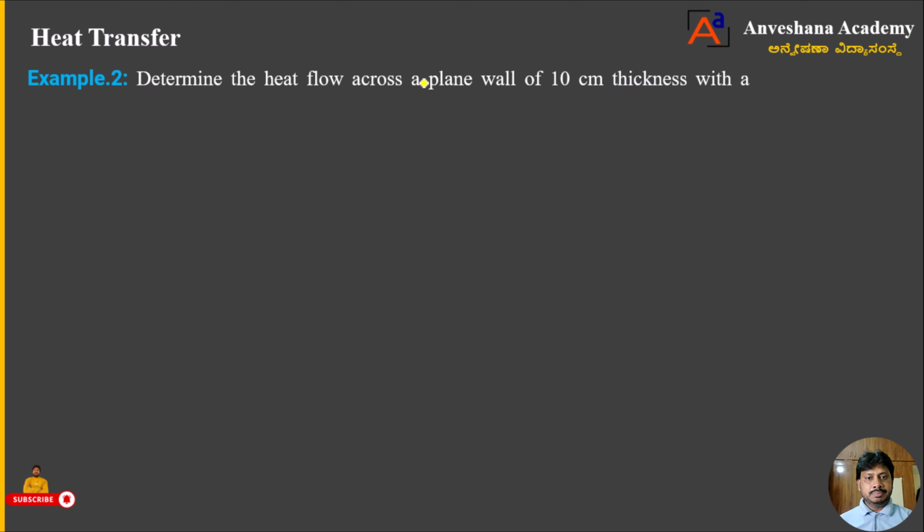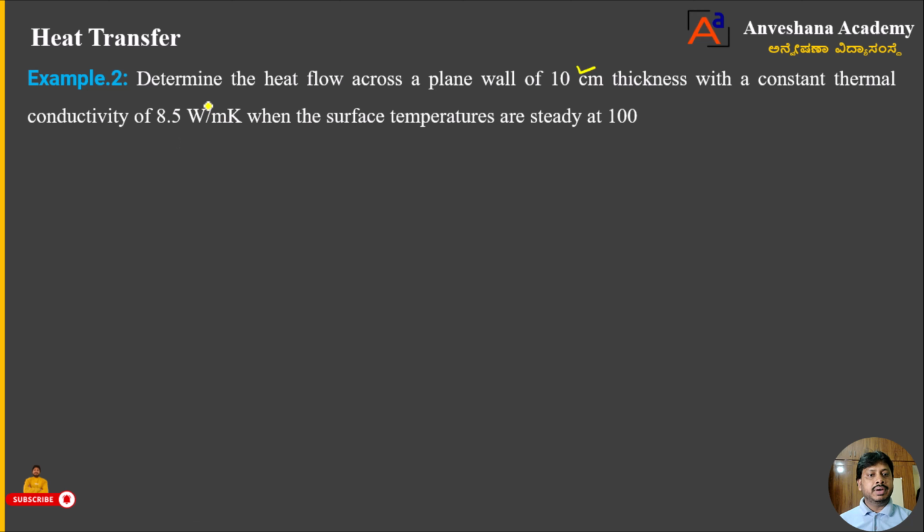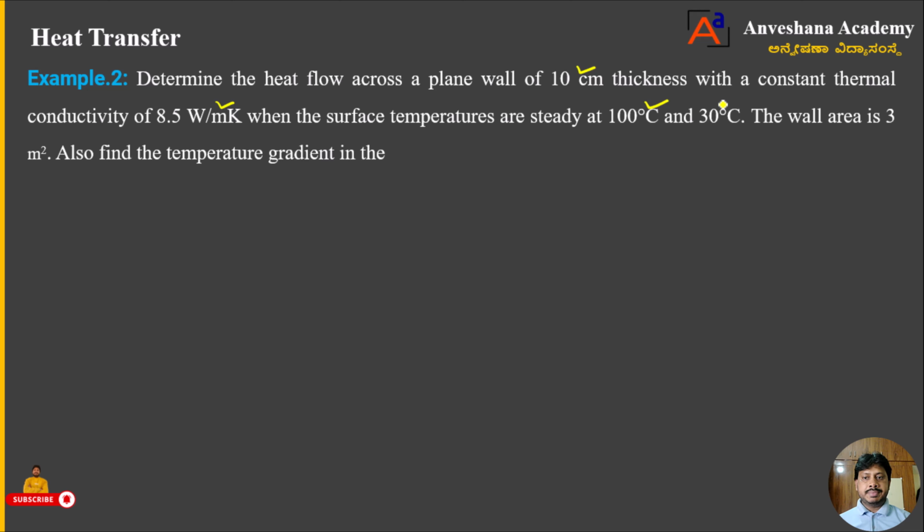Determine the heat flow across a plane wall of 10 cm thickness with a constant thermal conductivity of 8.5 watt per meter Kelvin when the surface temperatures are steady at 100 degrees Celsius and 30 degrees Celsius. The wall area is 3 meters square. And also find the temperature gradient in the flow direction. This is the given problem, dear students.